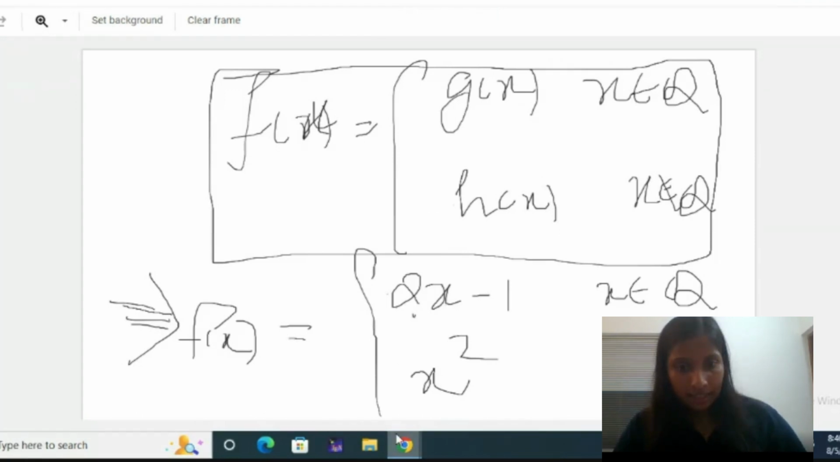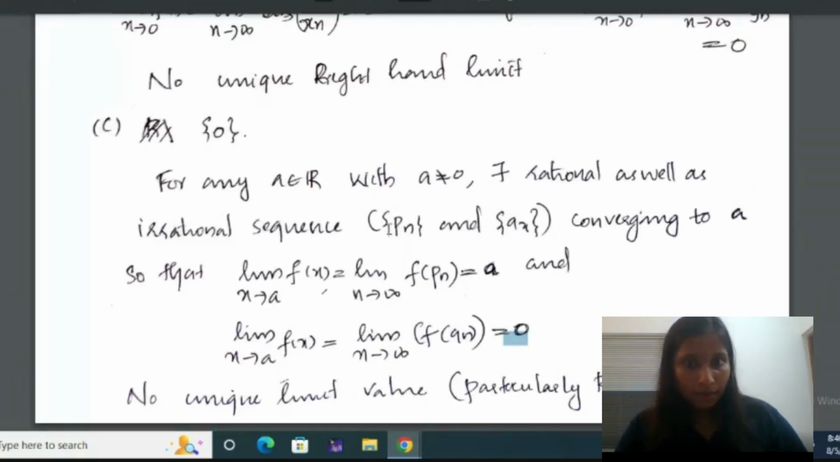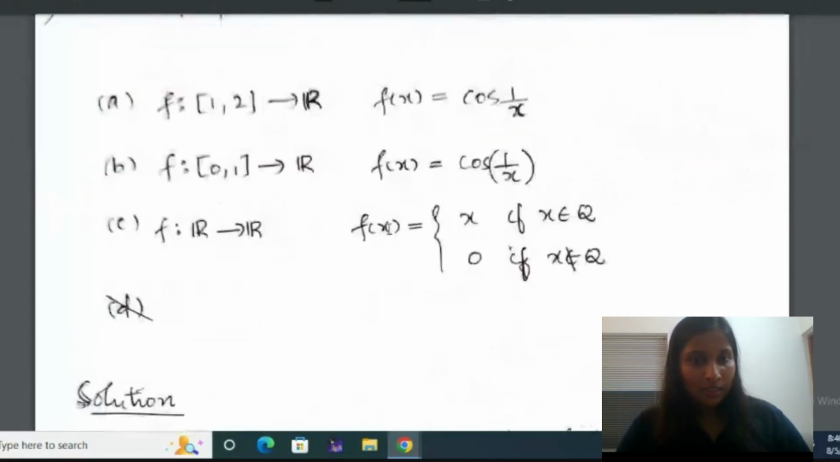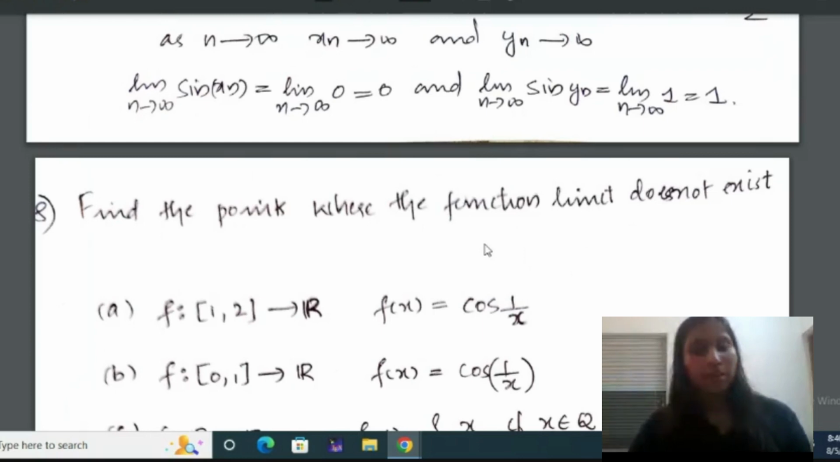Okay, I can just go to the previous one and explain my point. So f from R to R, we had this function where if x belongs to Q, its value is x. F of x equal to x is the function definition. If x doesn't belong to Q, f of x equal to 0 is the function definition. So the question was to find the points where the limit does not exist.